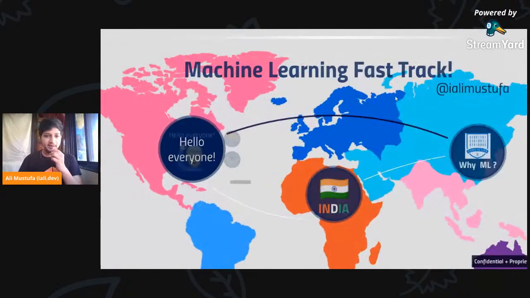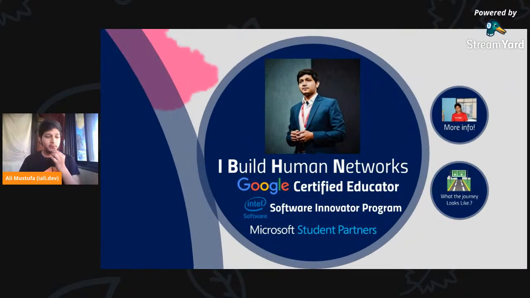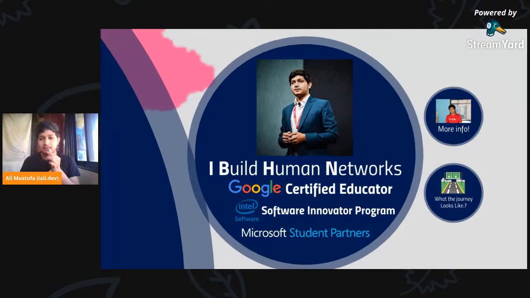Hello everyone. My name is Ali Mustafa, and as you have seen in the video, I tag myself as someone who builds human networks. I currently am a Google Certified Educator Level 1 and Level 2, and part of the Intel Software Innovator Program. I'm also a Microsoft student partner, and my day-to-day life is about exploring different places and teaching students about machine learning, artificial intelligence, and how they work in day-to-day life.